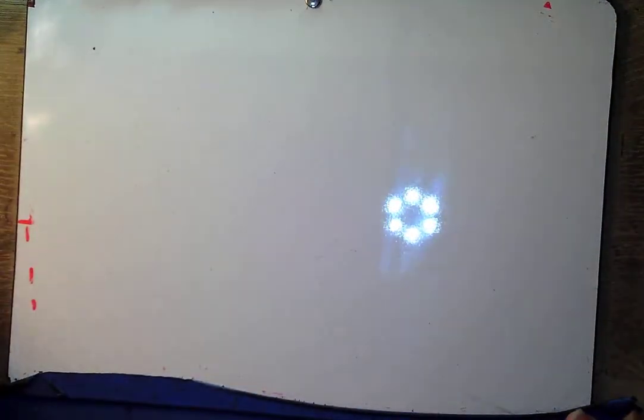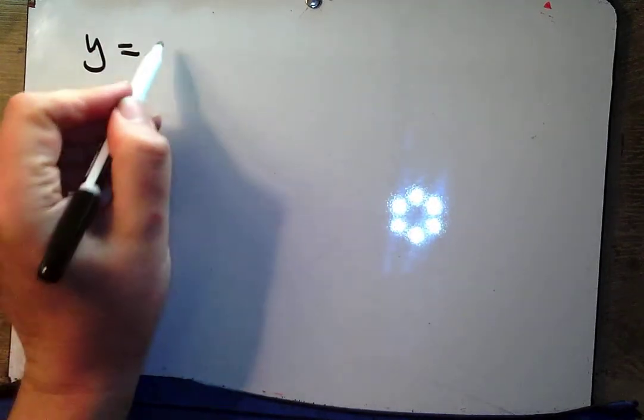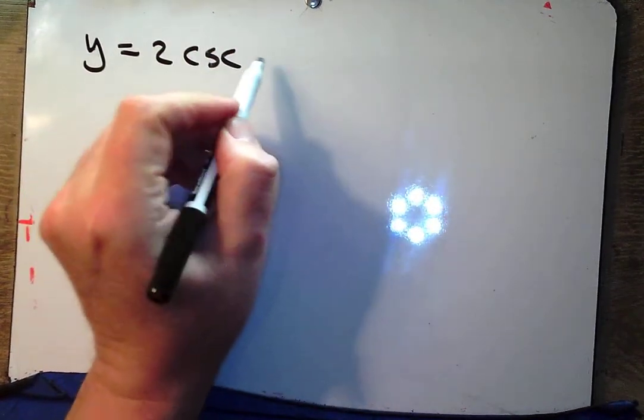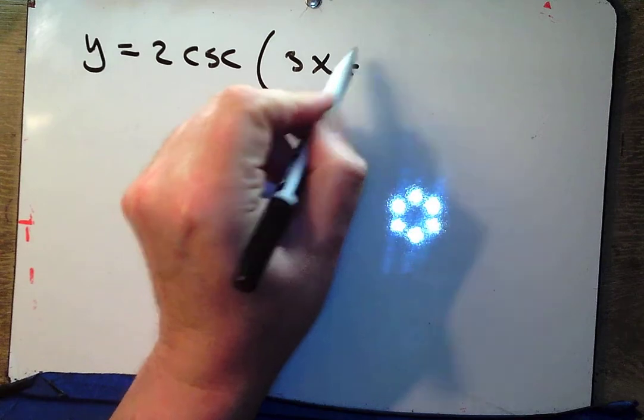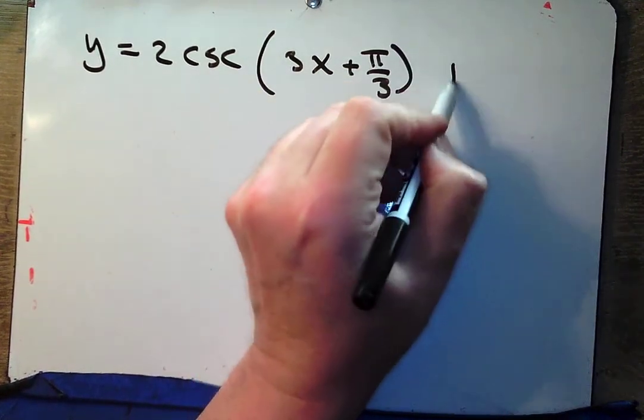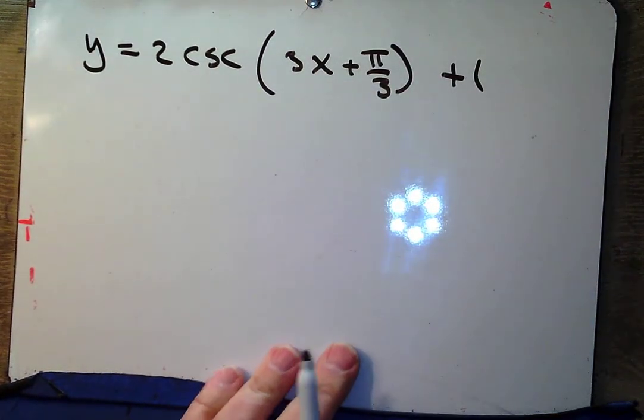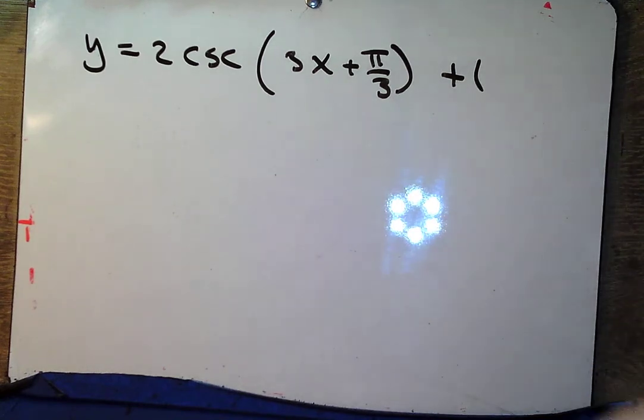In fact, let's have you graph this cosecant. Y equals 2 cosecant 3x plus pi over 3 plus 1. Alrighty. Take a couple moments to graph that. And when you're feeling comfortable with this, we'll move on to graphing tangent and cotangent.